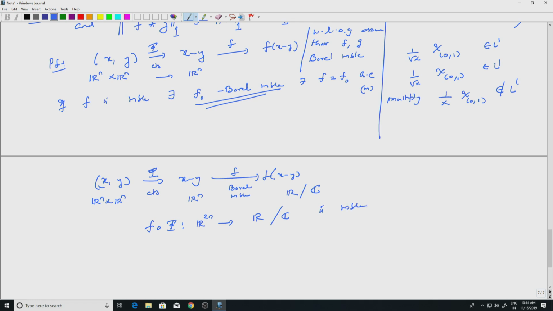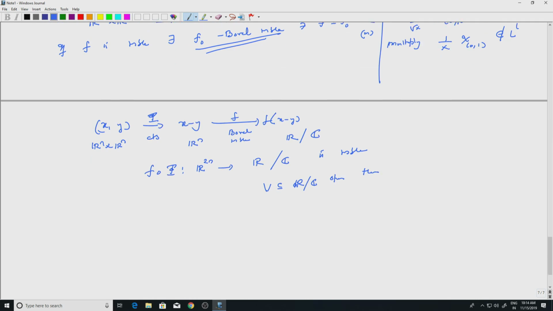Why is that? Well, if V is an open set contained in the real line or complex plane, then I need to look at the inverse image of V, right, and see where I land. So (f composed with phi) inverse of V, right? I want to know whether this is a Lebesgue set or not. So this is equal to phi inverse of f inverse of V.